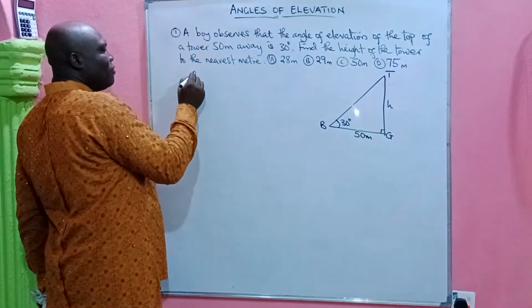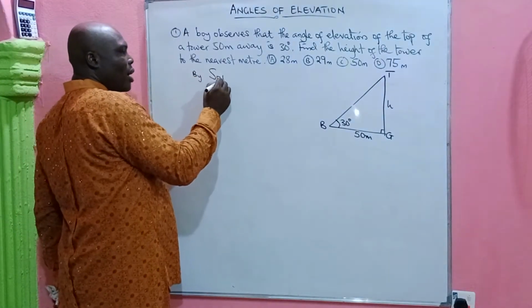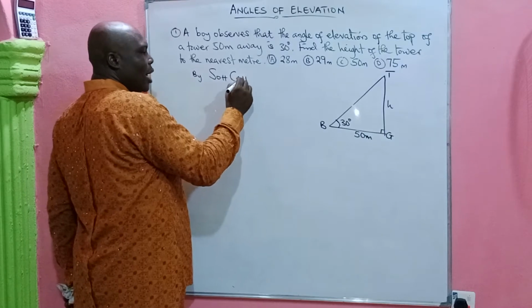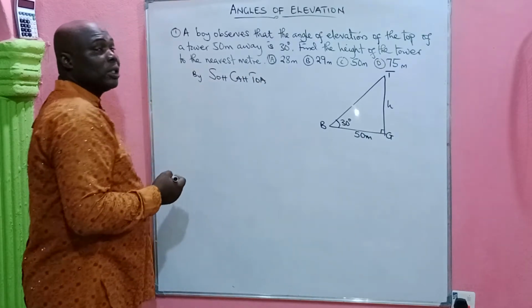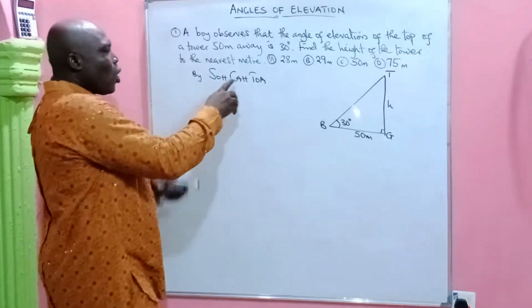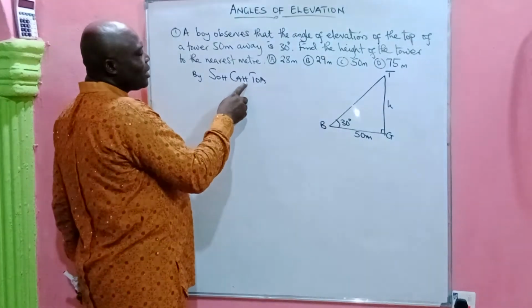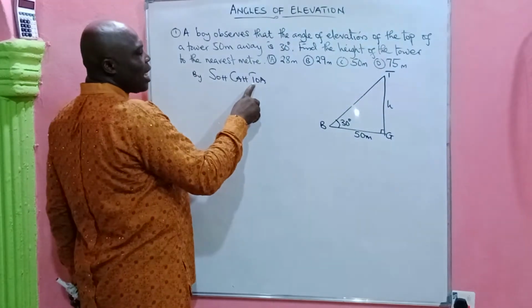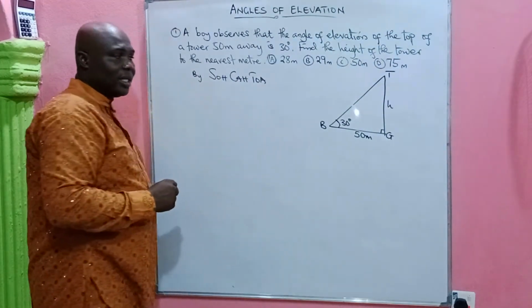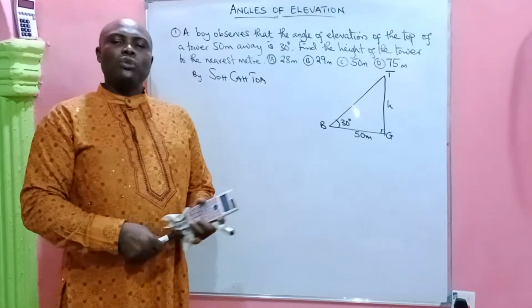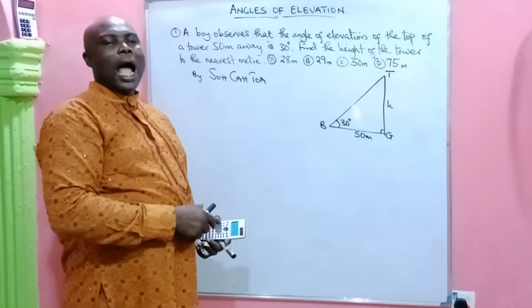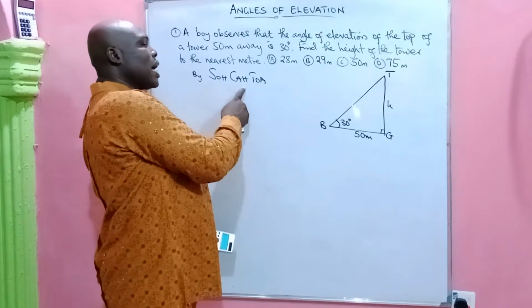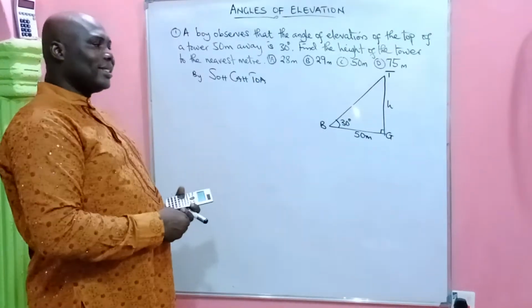All right, so we have to bring in the concept of SOHCAHTOA. Sine of angle theta is opposite over hypotenuse, cos of angle theta is adjacent over hypotenuse, and tan of angle theta is opposite over adjacent. So from what we've been given, we have to find out which of the three trig ratios we are supposed to use. Is it the SO, the CA, or the TOA? All right, so let's see.